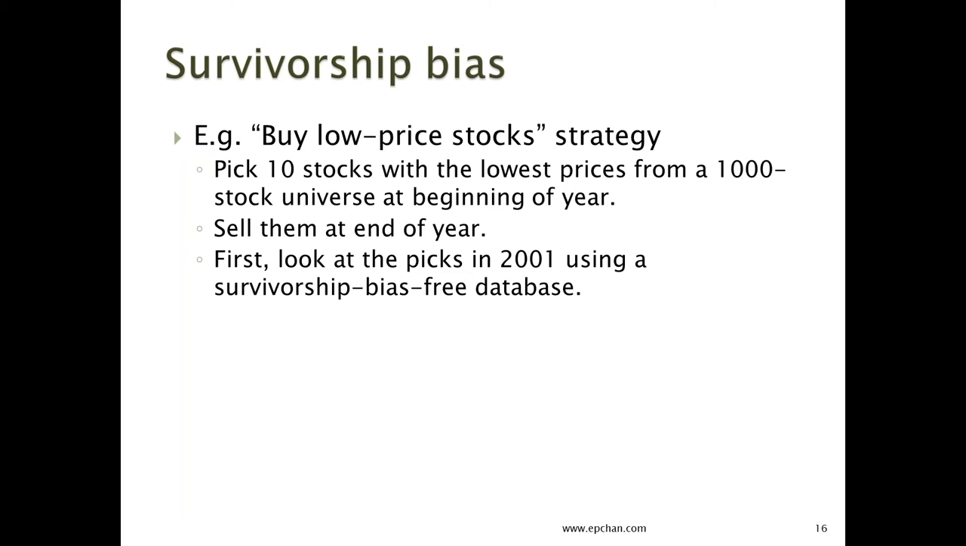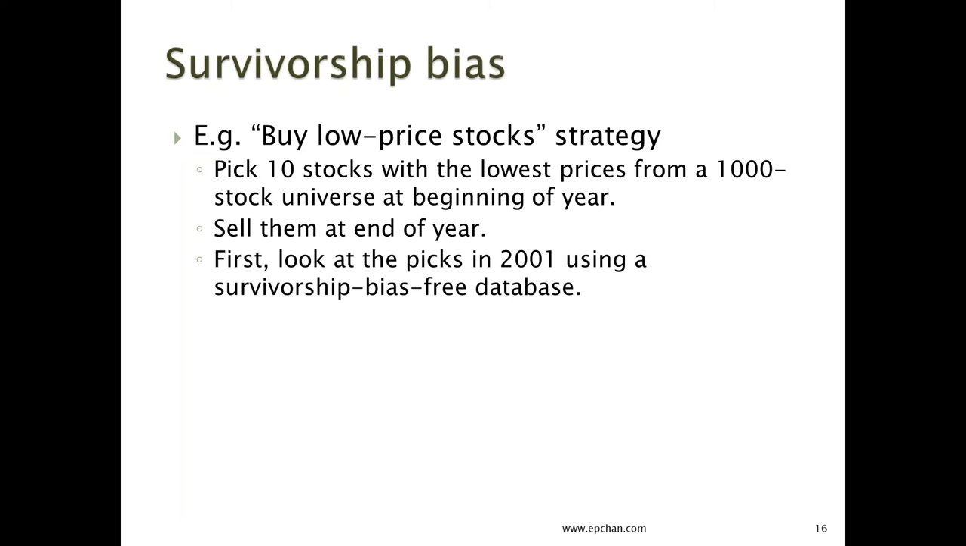Now, what's the problem with survivorship bias? Let's go back to our buy low, sell high strategy. Again, let's start from an S&P 500 universe or whatever universe you want to start with, let's say a 1,000 stock universe. Pick just the 10 cheapest stocks based on their price at the beginning of, let's say, 2001, and then sell them at the end of the year, this naive strategy.